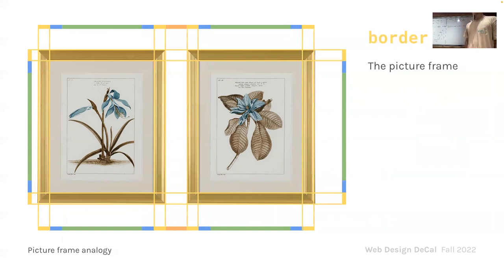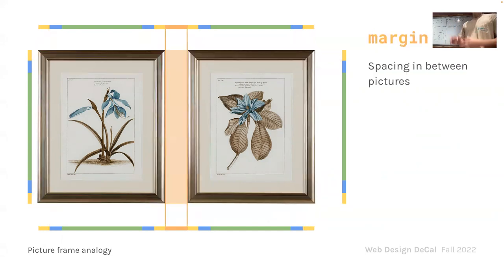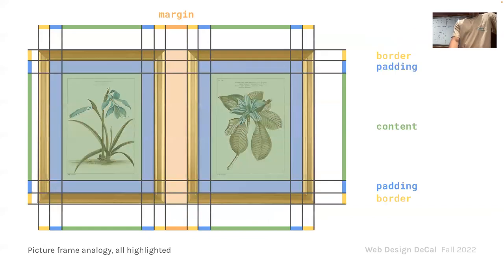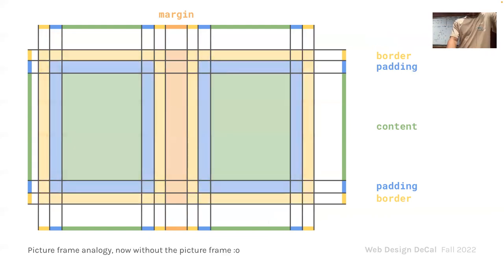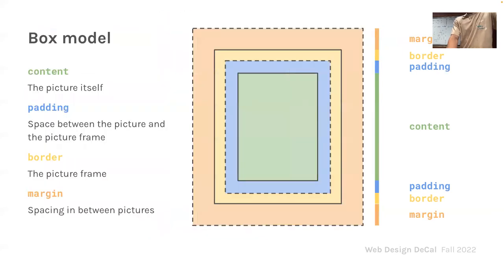The border, I'm sure you guys are familiar, like a picture frame, you can style different borders in CSS however you want them to appear. And the last element is the margin, which is how far apart you want pictures to be. So when you condense all these down, you can see all the elements of each one highlighted here. And from this, they basically developed the CSS box model, which looks something like that.